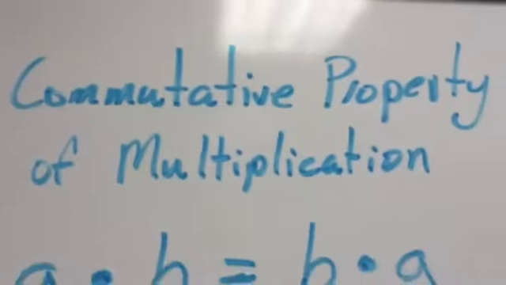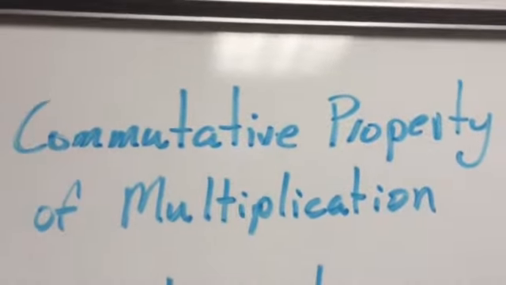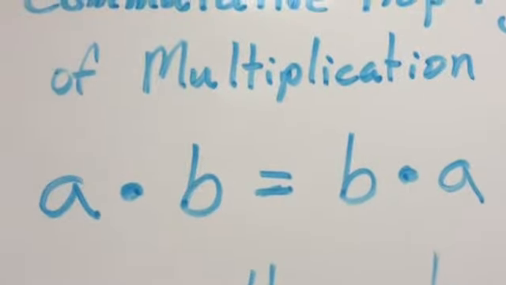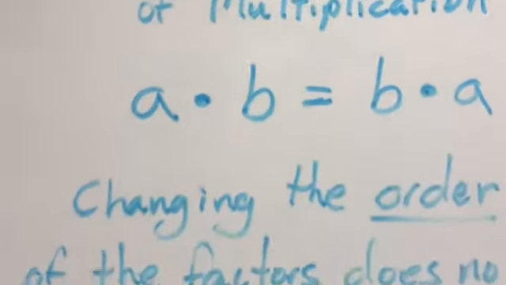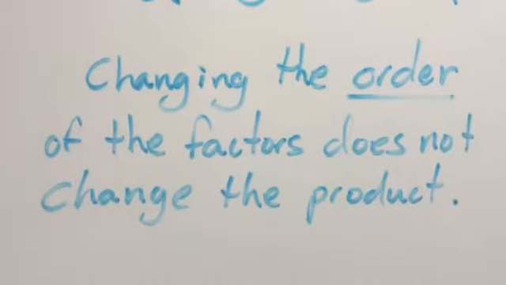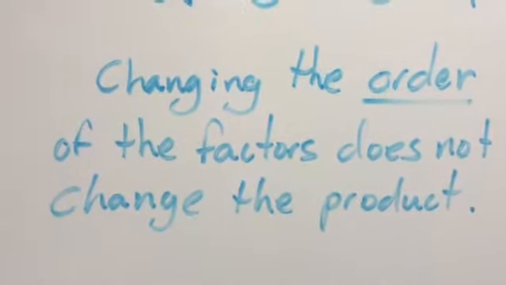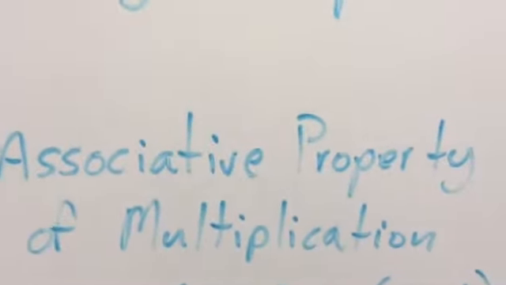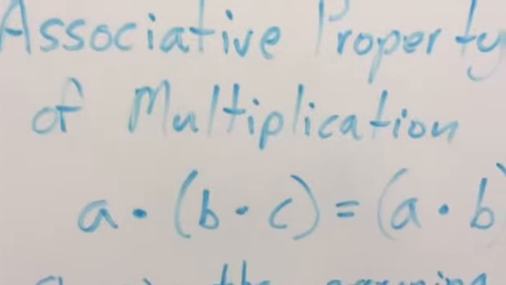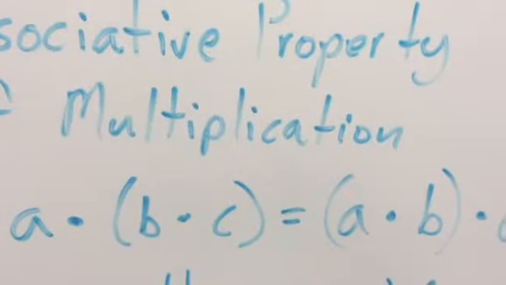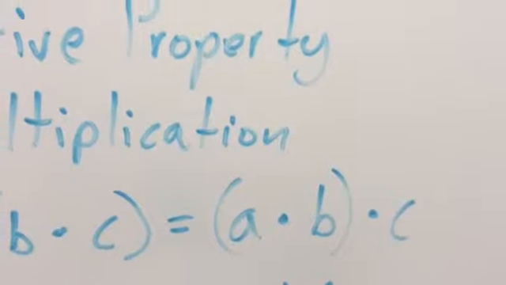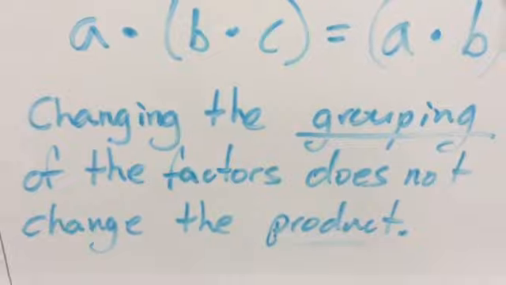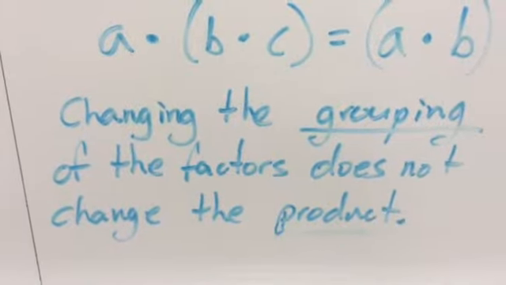The properties of multiplication. First off, the commutative property of multiplication says that A times B is equal to B times A. In other words, changing the order of the factors does not change the product. Likewise, the associative property of multiplication says that multiplying A times B times C, or A times B and then multiplied by C, is the same thing. So changing the grouping of the factors does not change the product.